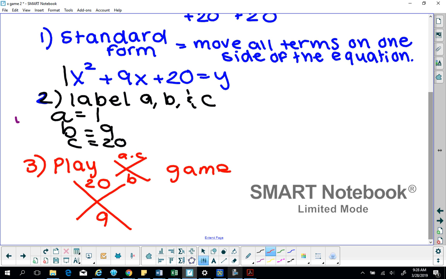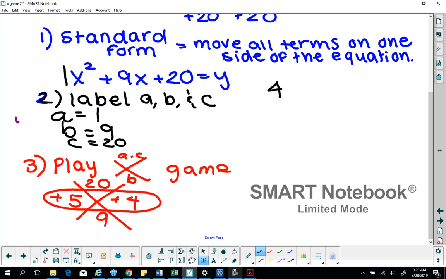Cool. Then I need to play the X game just like I did during your ticket in the door. What 2 numbers multiply to 20 and add to 9? 5 and 4. Ding, ding, ding. Positive 5 and positive 4.